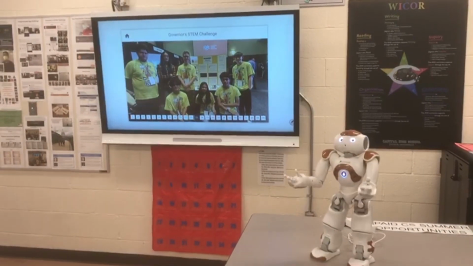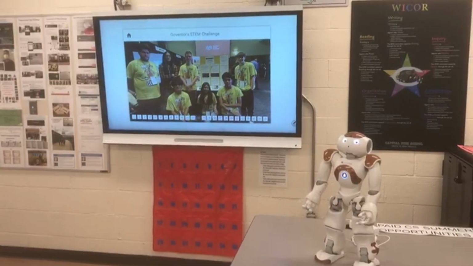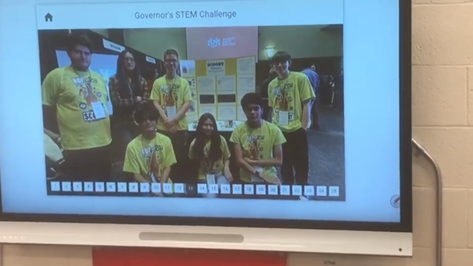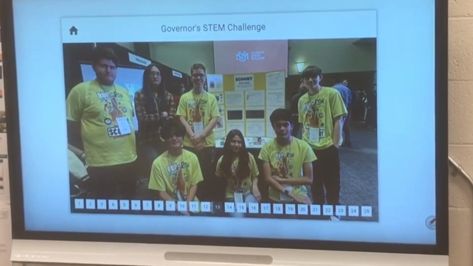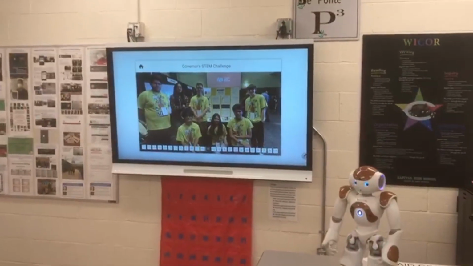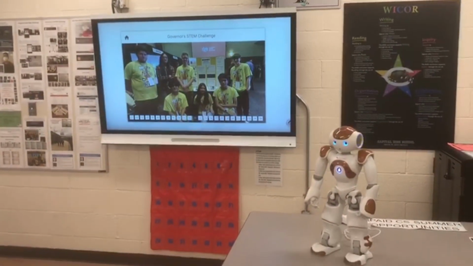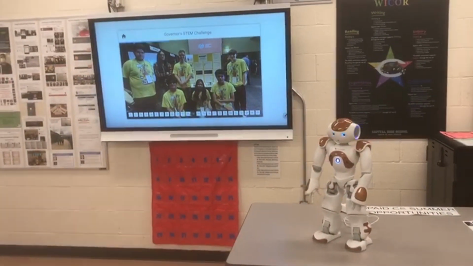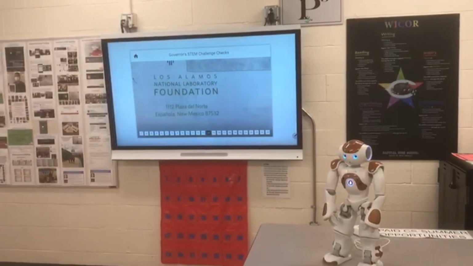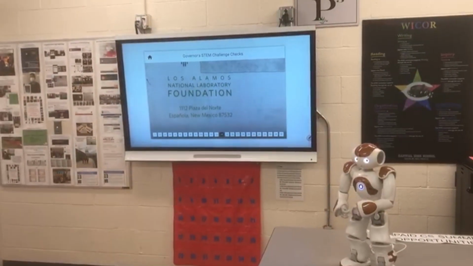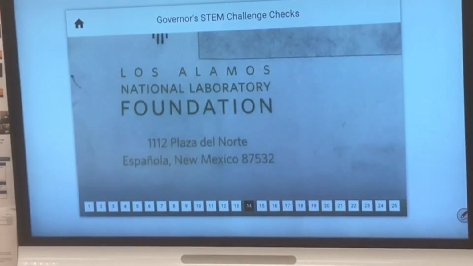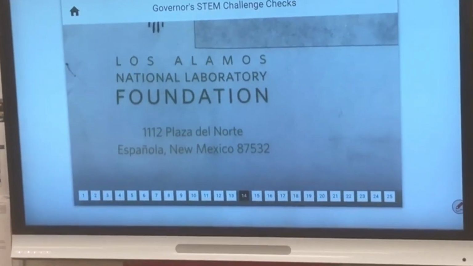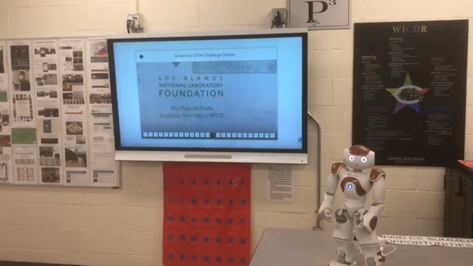Here is our Scooby team by their presentation table during the Governor's STEM Challenge that took place at the University of New Mexico in Albuquerque. Every team member received a well-deserved $500 check from the Los Alamos National Laboratory Foundation for their participation and winning in the Governor's STEM Challenge. Isn't it cool?